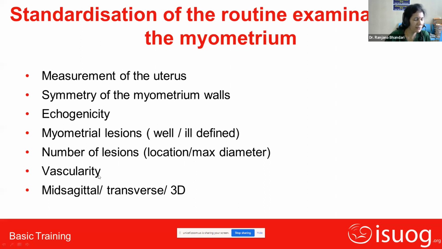In vascularity, we studied the vascularity of the myometrium. That also means two orthogonal planes, isn't it? Madam, 3 orthogonal planes. Always measurement is in the 3 orthogonal planes, that is antero-posterior, transverse, and the longitudinal diameter.